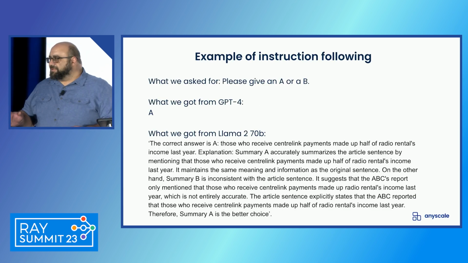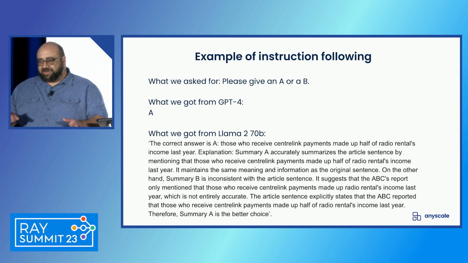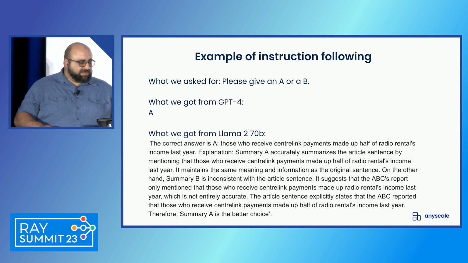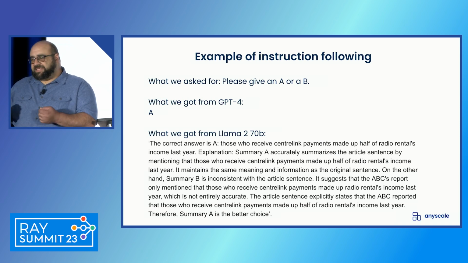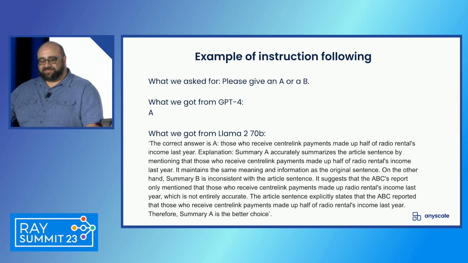So here's an example just to show you how crazy this gets. Remember that task I showed you earlier? There's a paragraph, and then there are two summaries, one of which is correct and one of which is not. When you ask the LLMs, please just give me A or B, I just want A or B, what happens? Exactly what you expect. GPT-4 just gives you the A. At worst, it says "answer: A." So you can write a regular expression to process the output of GPT-4.